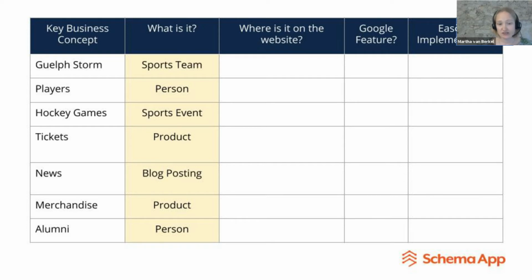The tickets are indeed a product. The news, here there is news article or blog posting. They're mostly blogs on their blog and not necessarily calling out specific events, as well as calling out merchandise. The products are merchandise and products, and then the alumni are also people. So again, the next thing you want to do here is just understand, well, what is this thing in terms of schema.org? So here you're sort of doing that human translation into schema.org.